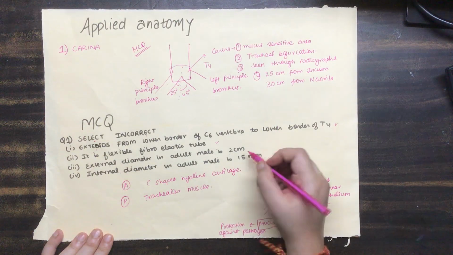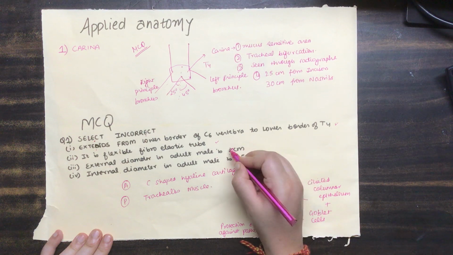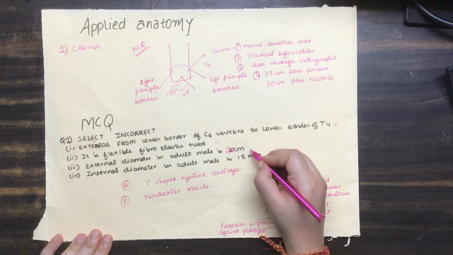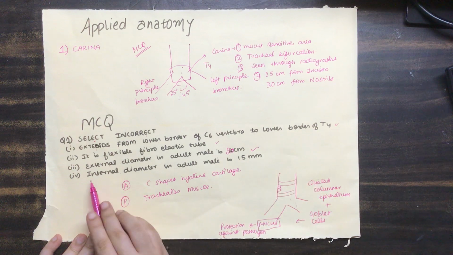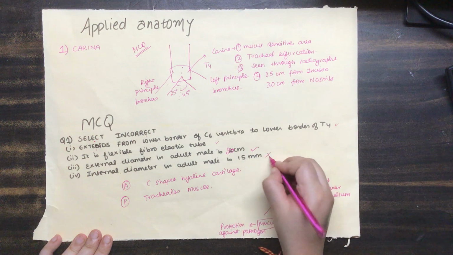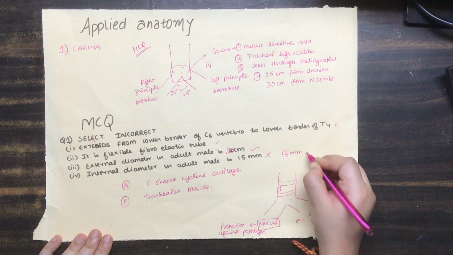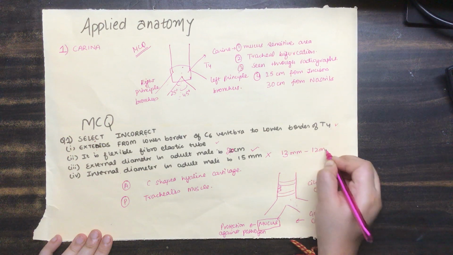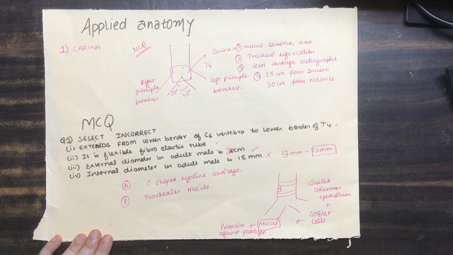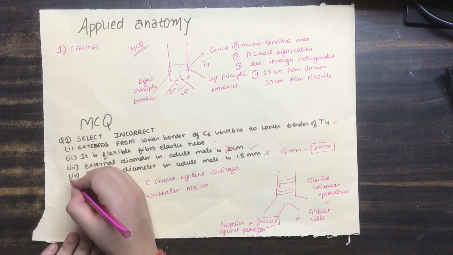The external diameter in male is 20 centimeters. Sorry, it should be 20. It's not 2. It is 20 centimeters. It's a correct option. And the external diameter in the adult male is 15 mm. So this is wrong because it has to be 12 or 13 mm for the maximum, or up to 12 mm actually. This has to be the maximum level. Okay, so this is your answer.